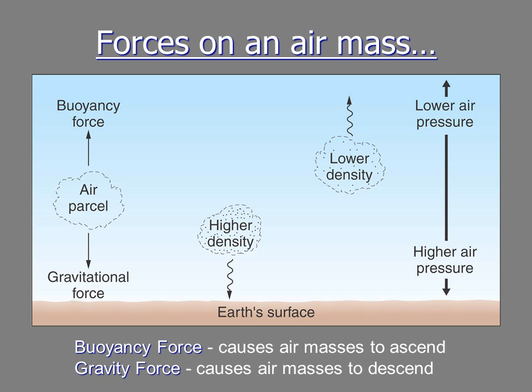Okay, so forces that act on an air mass. So here's our air parcel just sitting out there, and it can either be buoyant or gravity can act on it. If it's buoyant, typically it's going to be hotter than the surrounding air, and it'll rise. If it's colder than the surrounding air, it's going to be denser, and it will sink. So the higher the density, gravity acts on it, it falls. Lower the density, it's buoyant, it lifts. Okay? Then it's written down for you down there at the bottom.